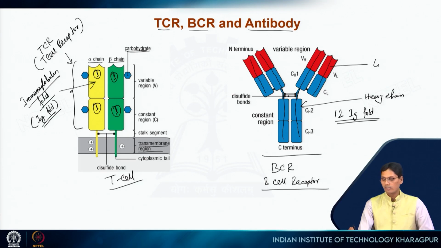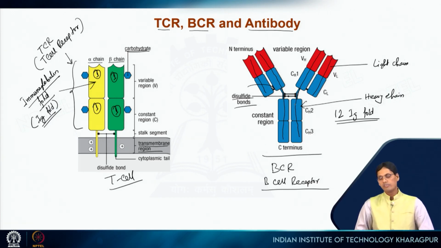This is called the light chain of the antibody. Now, as you can see, this heavy chain and light chain are attached by a bond. This is a disulfide bond, okay? And the heavy chains are also attached together by a disulfide bond.